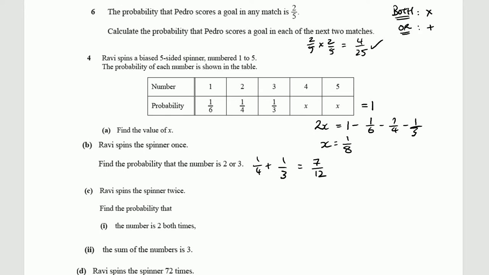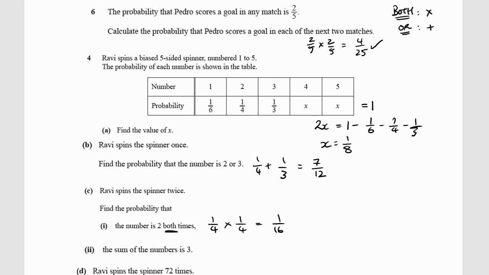Ravi spins a spinner twice and wants to find the probability it's a 2 both times. So I take the first 2 being 1/4 and the second 2 being 1/4 and multiply them together, because multiplication is what we do if we want both things to happen.